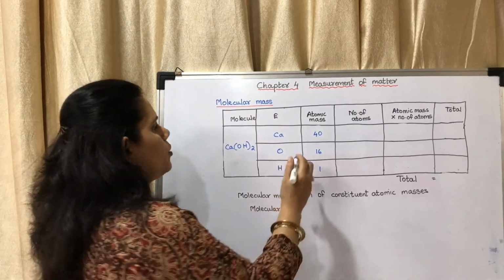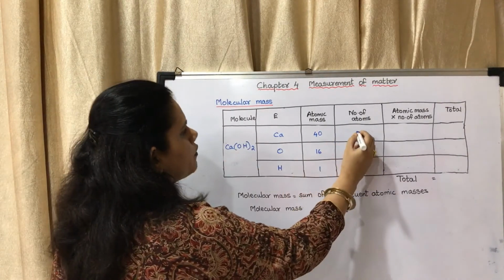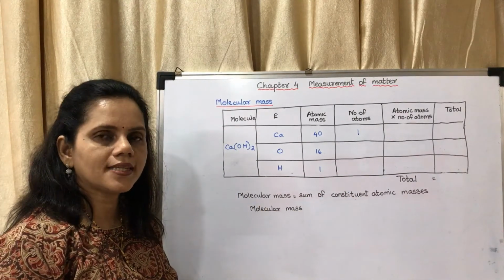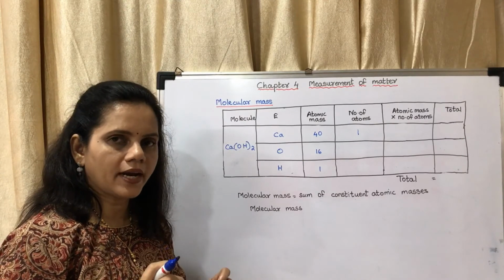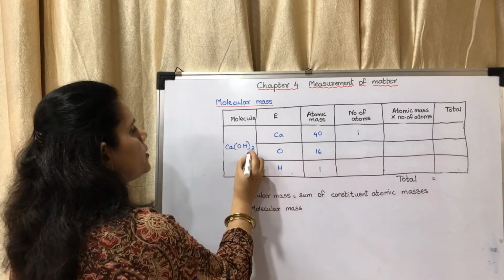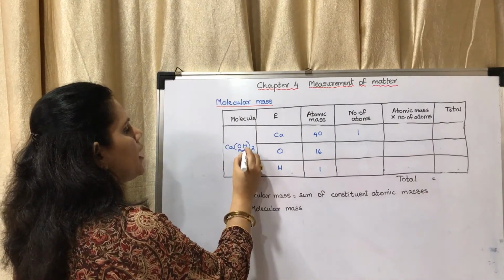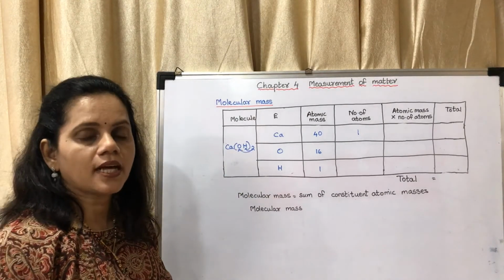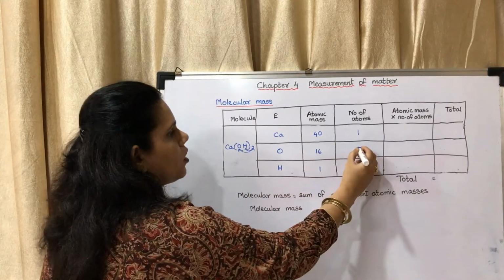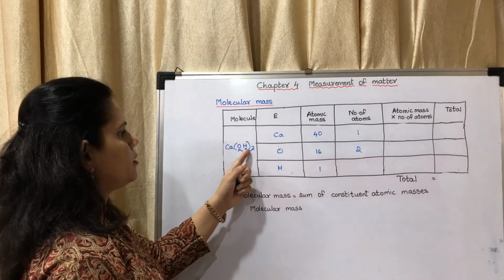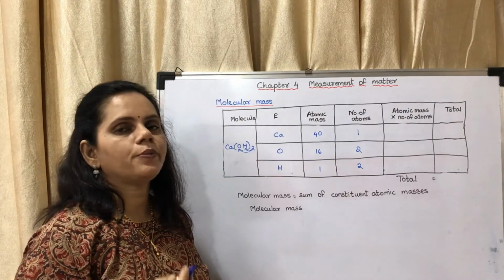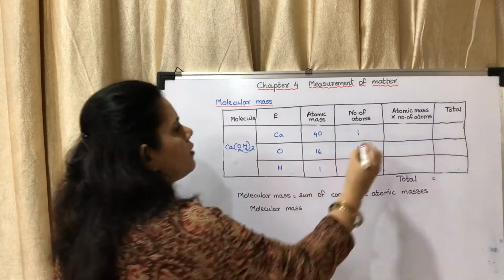Okay, so how many atoms? How many atoms of calcium? 1 atom of calcium. How many atoms of oxygen? Now here you may see O and H are in brackets and the 2 is outside the bracket. So this 2 is applicable to both hydrogen and oxygen. So how many atoms of oxygen? 2. How many atoms of hydrogen? 2. Now you have to multiply.